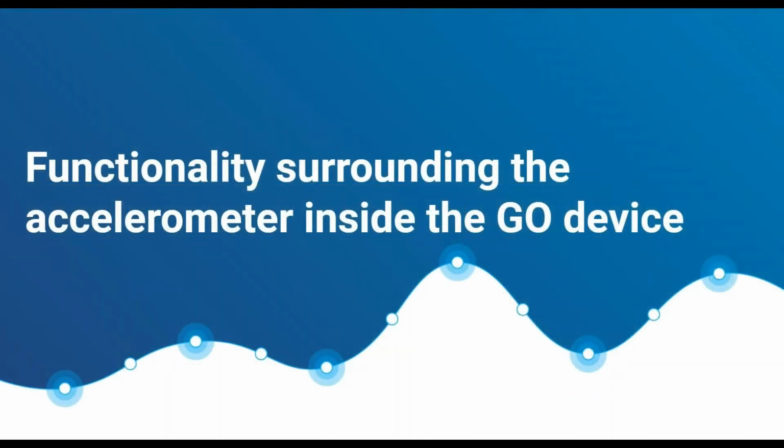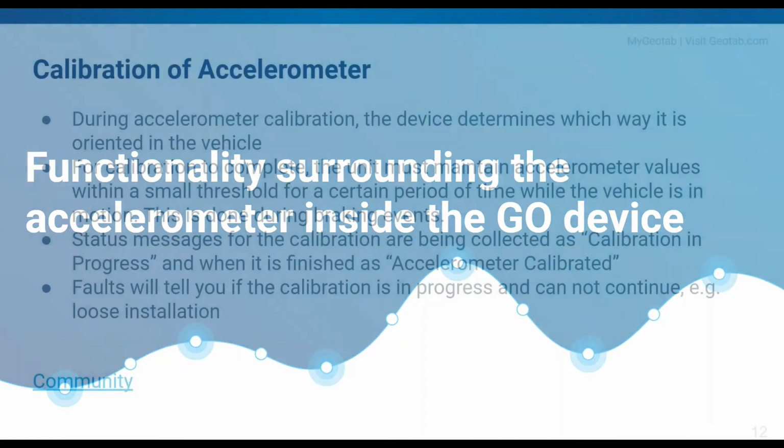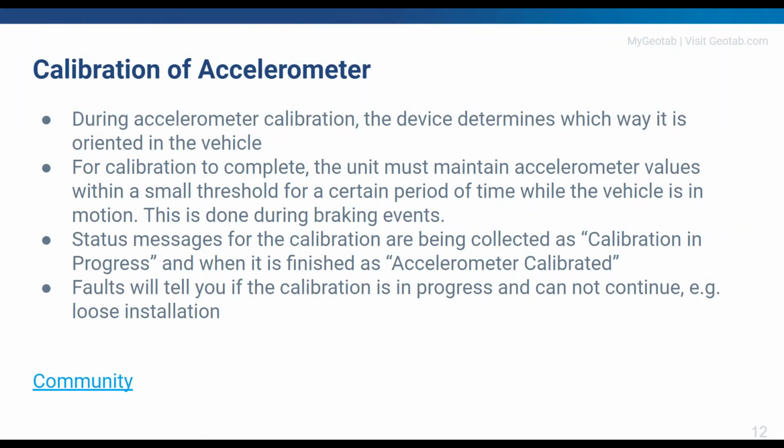So the next topic is the functionality surrounding the accelerometer inside the Go device. Here, I first want to explain to you how we calibrate the accelerometer. So how do we derive the high quality of information our sensors collect? So the OBD device can be plugged in just by taking the OBD connector and plugging in the Go device. What we prefer, what we say is a better solution, is to do a professional installation, especially if you want to derive high quality acceleration values.